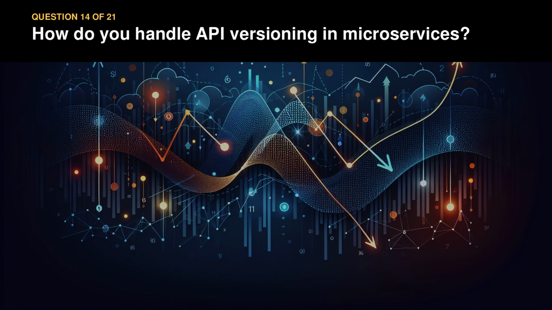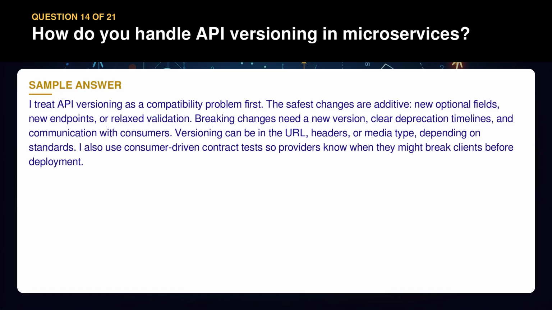Question 14. How do you handle API versioning in microservices? I treat API versioning as a compatibility problem first. The safest changes are additive, new optional fields, new endpoints, or relaxed validation. Breaking changes need a new version, clear deprecation timelines, and communication with consumers. Versioning can be in the URL, headers, or media type, depending on standards. I also use consumer-driven contract tests, so providers know when they might break clients before deployment.